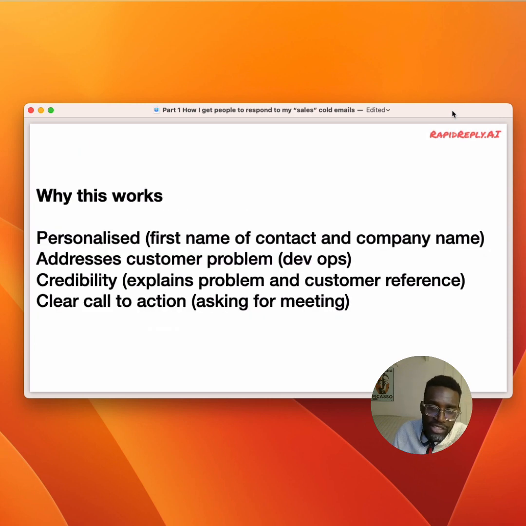Now, this kind of email works because it's personalized with first name and company name. It addresses the customer problem, so it shows you know what you're talking about. It adds credibility by explaining the problem, just talking about the problem. And of course, having a customer reference in there too with a clear call to action. So if you put these 4 steps into your emails, you have a much higher response rate.